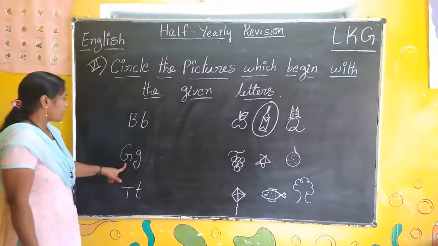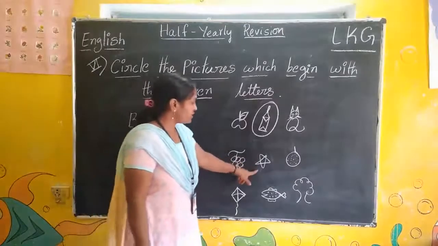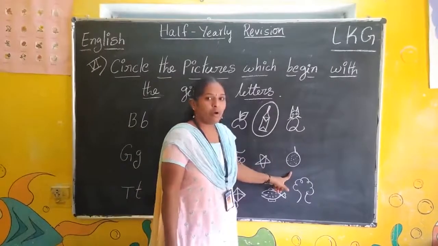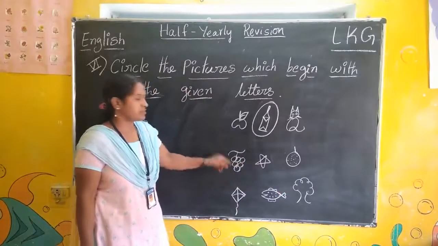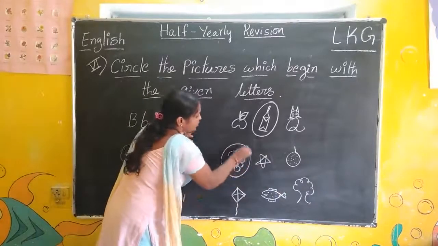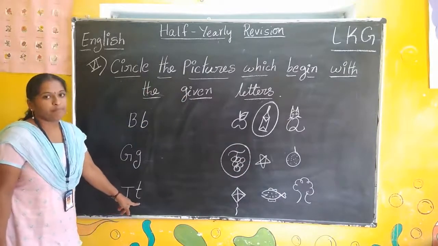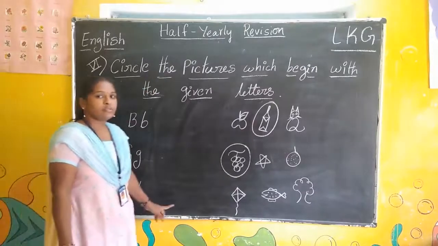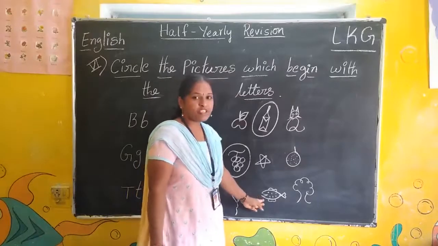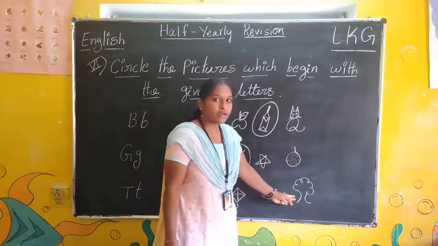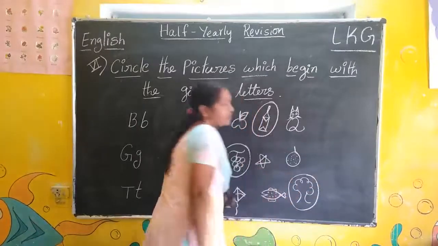Now next, capital G, small g. G for grapes, G for star, G for orange. G for what? G for grapes. Come on, circle. G for grapes. Now next letter, capital T, small t. T for what? T for kite? No. T for fish? No. T for tree. Very good. T for tree. Come on, circle.